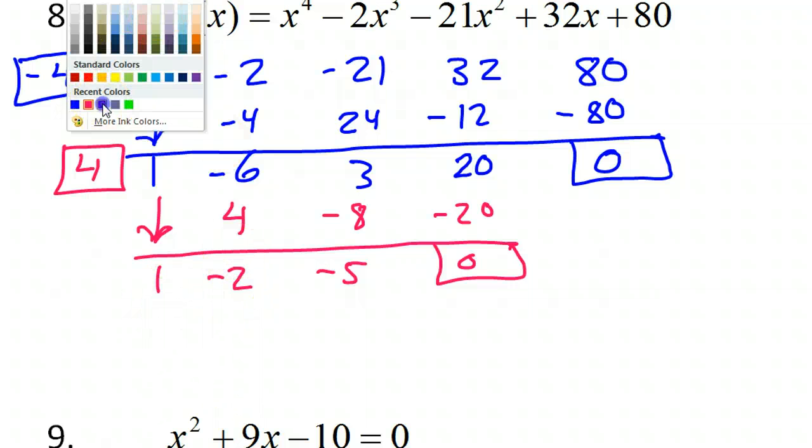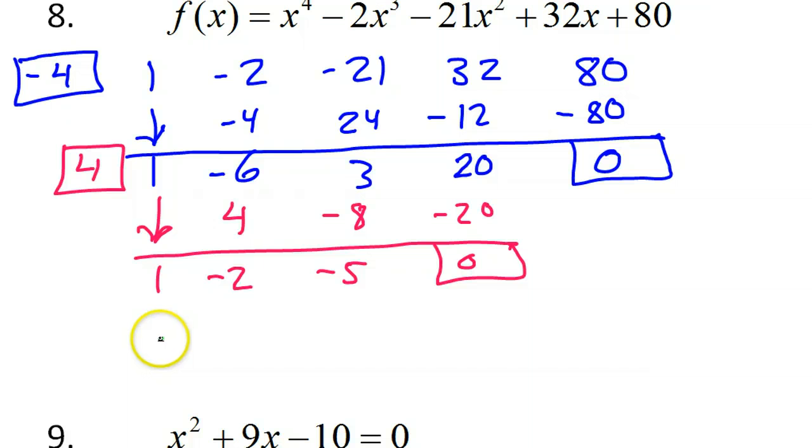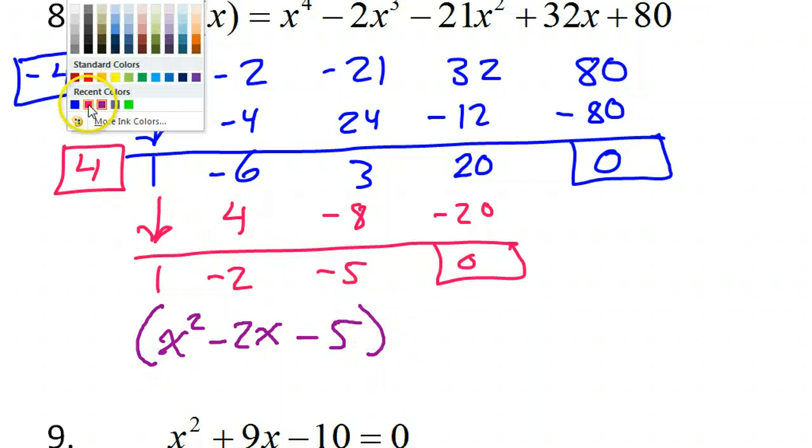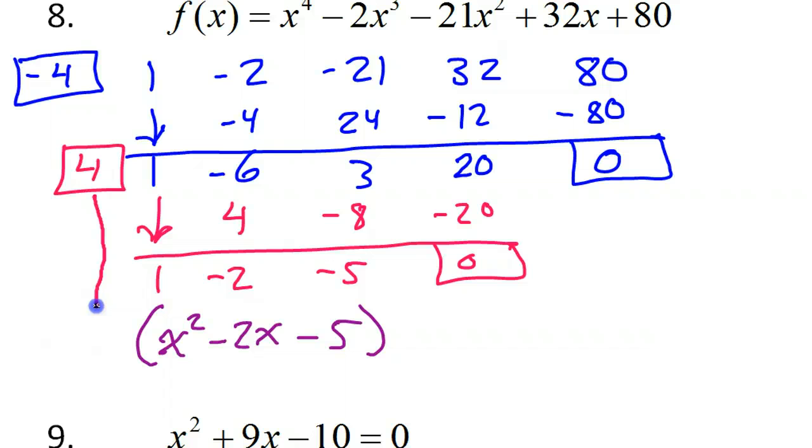This should be factorable. So I'm looking at x squared minus 2x minus 5. You know what? I don't know why I said this should be factorable. There's certainly no reason to expect that it's going to be factorable. Maybe it is, maybe it isn't. But if it's not, that's okay. We will just use the quadratic formula.